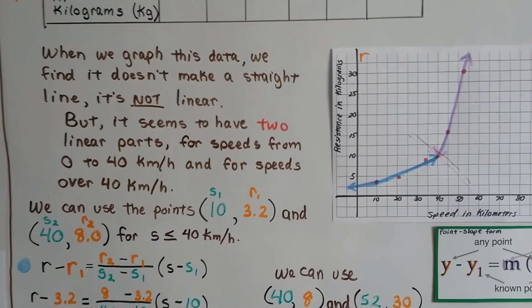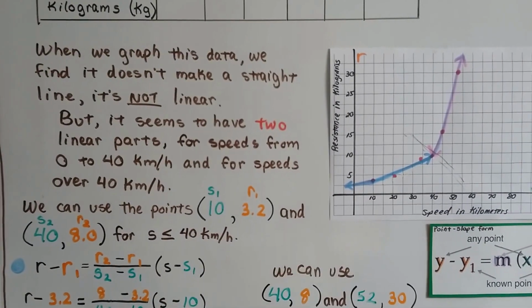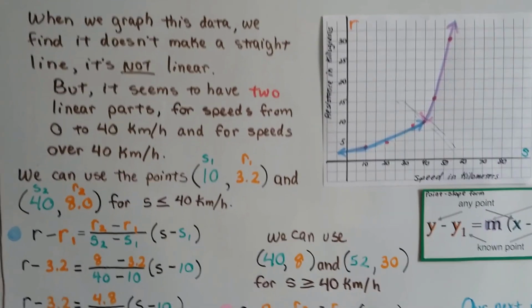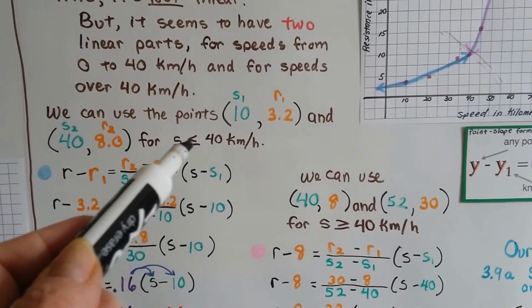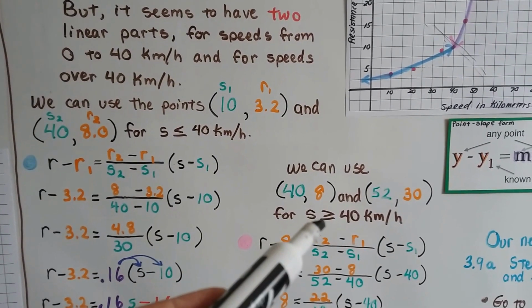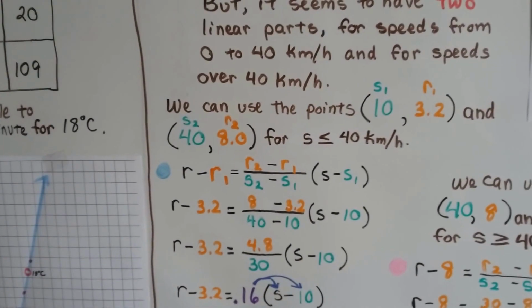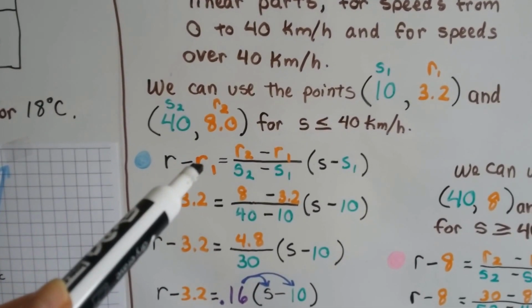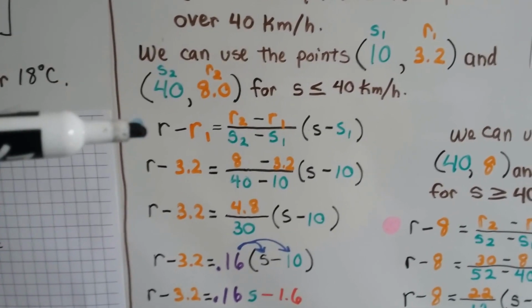So for the speeds from 0 to 40, like from here to here, that's one line. And then from 40 and higher is another line. So what we can do is two different equations. We can do one for the speed that's less than or equal to 40, and another one for the speed that's greater than or equal to 40. So what we do is we put them in that point slope form, and we're going to use R for Y and S for X, and we do our math, and we plug in our values.